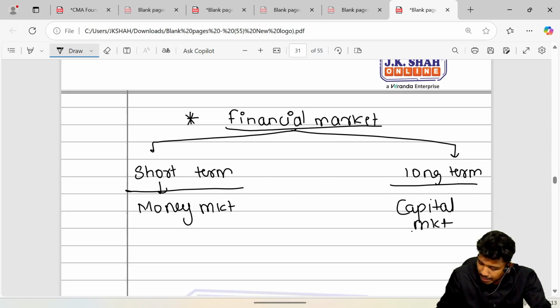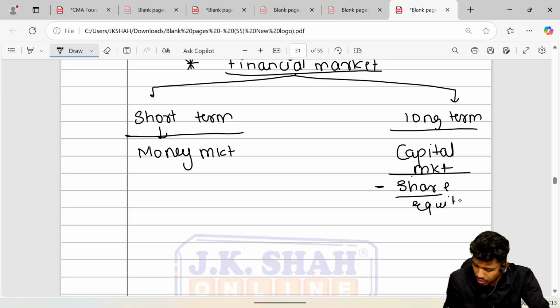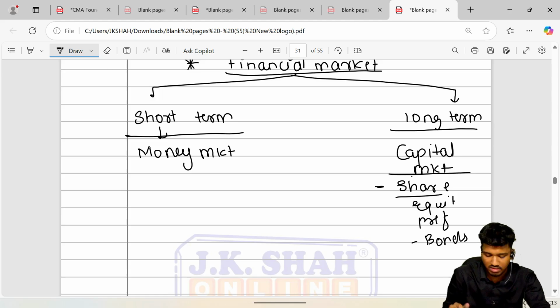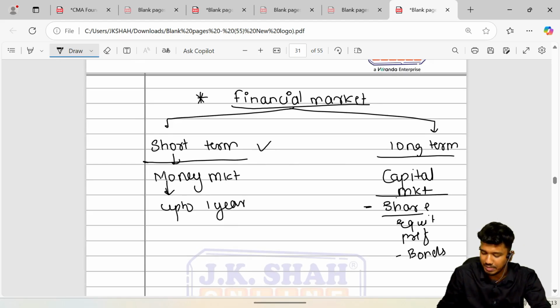The capital market instruments are shares. The company issues shares for the purpose of raising funds. Shares could be equity shares or preference shares, or it could be bonds or debt securities, which the company issues for the long term for the purpose of getting funds. But the money market is a market for the short term, generally up to a maturity of 1 year.